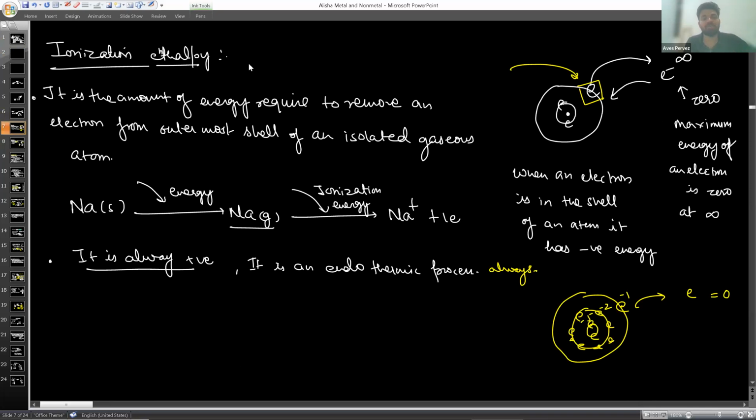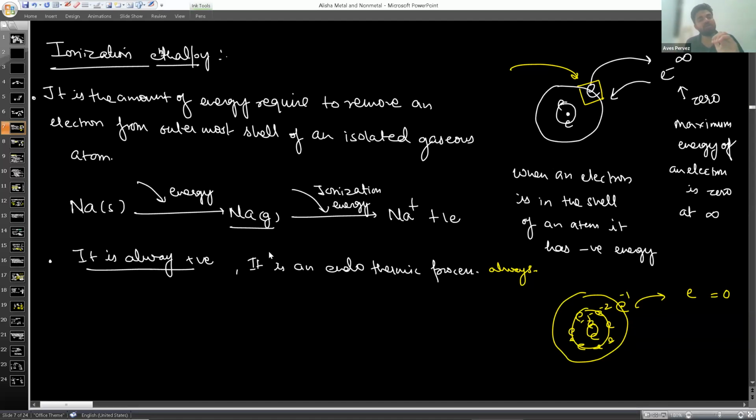Now, what is enthalpy? It is the amount of energy required to remove ionization energy. What is ionization energy? It is the amount of energy required to remove an electron from the outermost shell of an isolated gaseous atom. This is called ionization energy. And ionization energy is always positive.